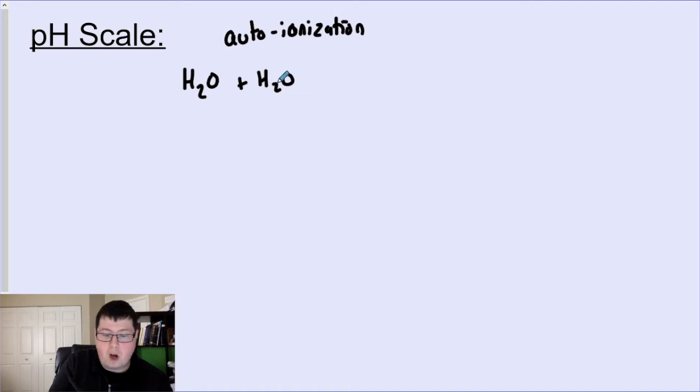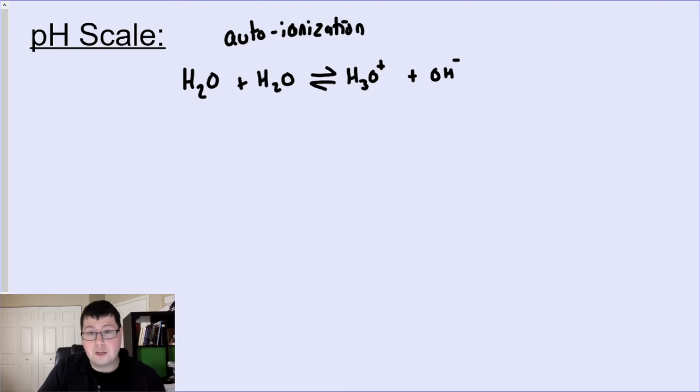If you take two water molecules together, we've seen before that water can react with both an acid and a base. That seems to imply that if we take two waters together, one of these waters could react with the other one to donate a proton. This one would accept a proton, forming an H3O+ and an OH-. In this way, water is acting as both an acid and a base.